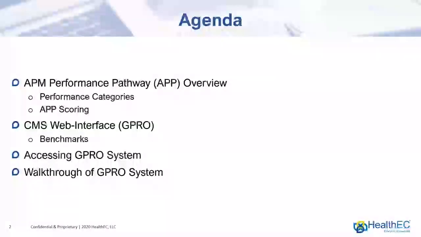So just as a quick agenda for the slides before I head into the walkthrough of our G-Pro system. So just so everybody knows, I'll give a quick overview on the APM performance pathway. That is where the CMS web interface, known as G-Pro, and also your MSSP quality reporting sits in. The CMS web interface itself, along with the benchmarks. So that's tied to those quality performance standards that Dr. Pagan was mentioning before, accessing our G-Pro system, and then the walkthrough of our G-Pro system as well.